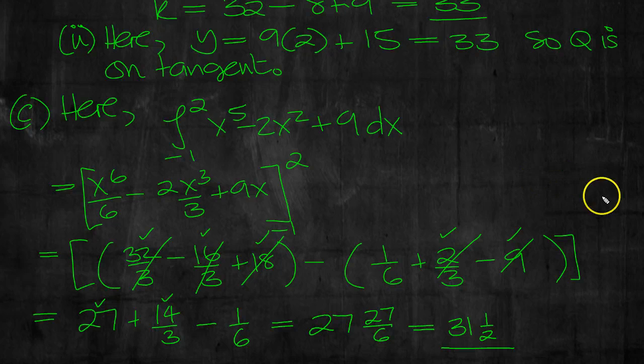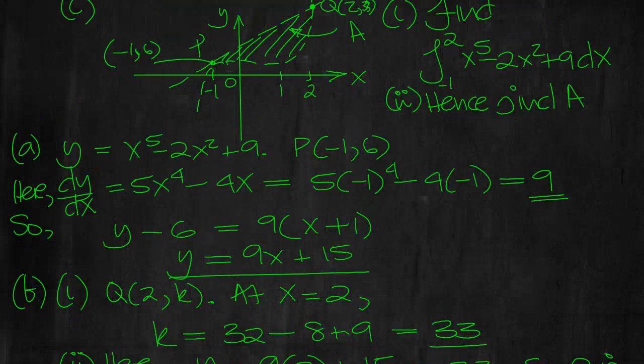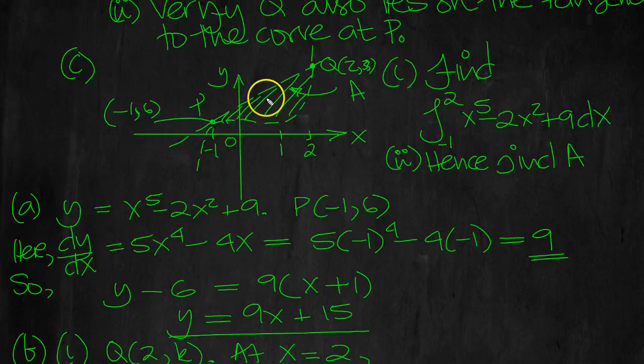Right, so let's work out the shaded area then. That was C part 1. We worked out that integral. Now C part 2 then, 31.5 for that area, and that was the area under the curve. So I'm going to highlight it now. There's a dashed line, digital pen.